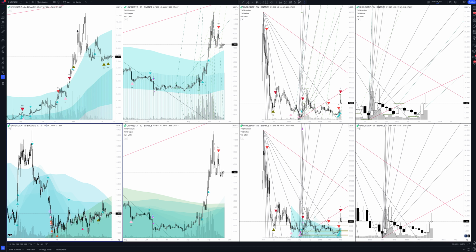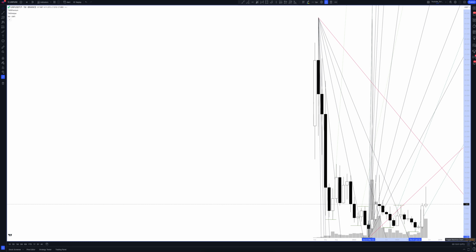Today we will take a look at UNFI Protocol DAO cryptocurrency. Let's analyze the market situation and find out how you can make money on it. Let's start. We always start our analysis from the global market.